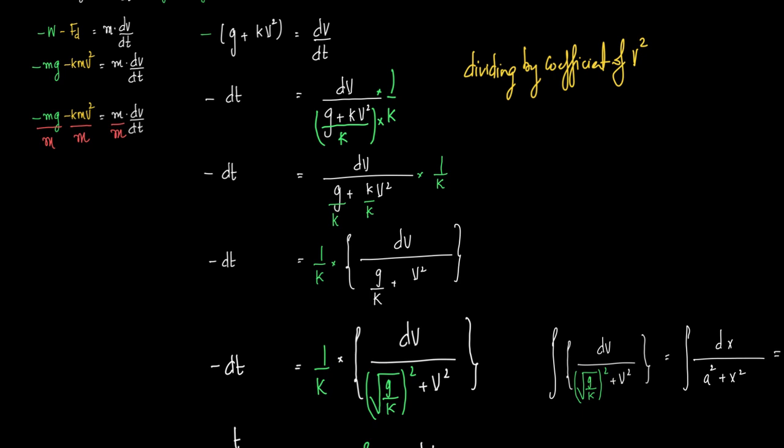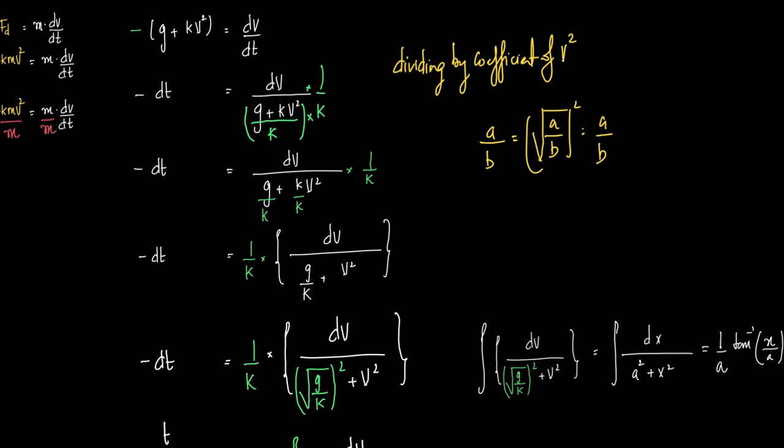What does it mean? Well, it basically means this: a by b can be written as root of a by b the whole square. Why? Because root a the whole square is a, root b the whole square is b. Same logic. And then we have v square. Now if you see, this equation is of the form integral dx by x square plus a square, which is actually 1 by a tan inverse x by a. Now what is a here? a is root of g by k.